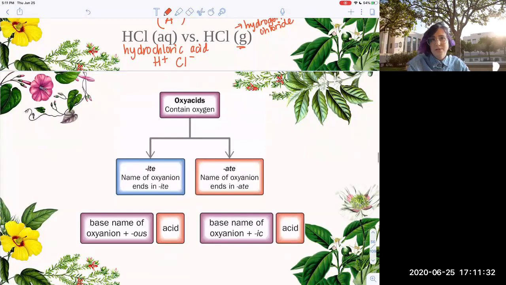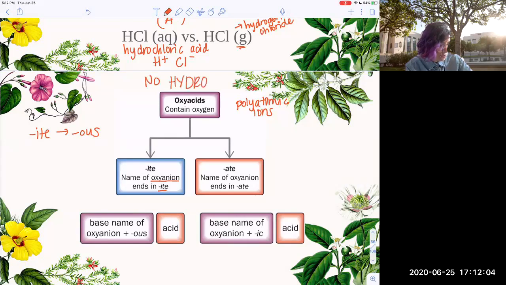What if it's an oxyacid? What if it does have O? Well, then we get another naming convention. If the oxyanion ends in ite, what kind of things end in ite that you might know of? I'm thinking of polyatomic ions. These are polyatomic ions here for the most part. So if your polyatomic ends in ite, you're going to change the ending to us, and that's it. No hydro. If you have O, they have oxygen, so no hydro.